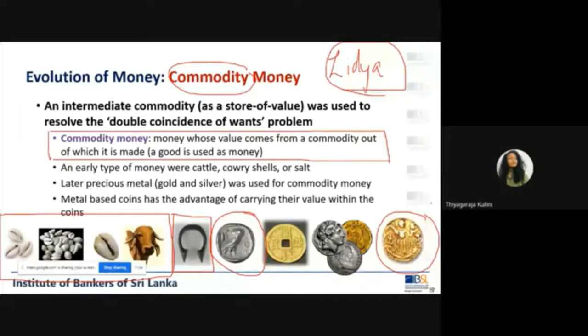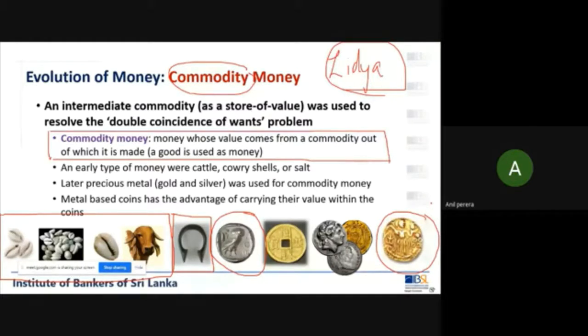Even if you go to a museum now, Colombo Museum or Polonnaruwa Museum, wherever, you will see this coin. Is it called Kahavanu, sir? Exactly. Right. Kahavanu. Now in India, they have used this Kahavanu, right? They call it Kahapana. So it evolved from this.